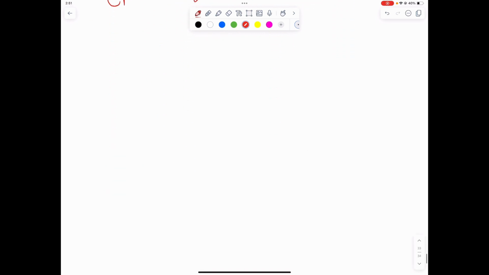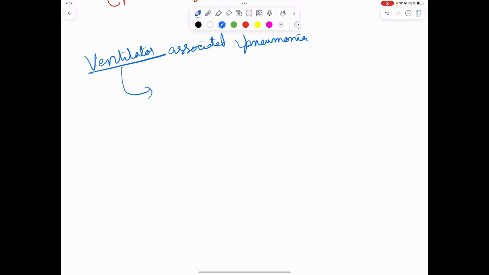Now ventilator associated pneumonia. How will we remember this? See, ventilator: the room will definitely have an AC. Now AC is pneumonia. Then we have Acinetobacter.